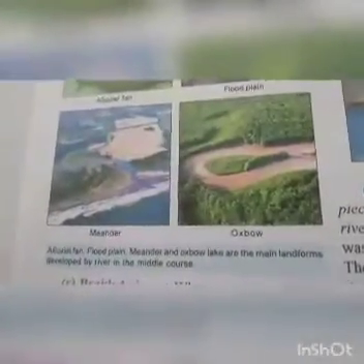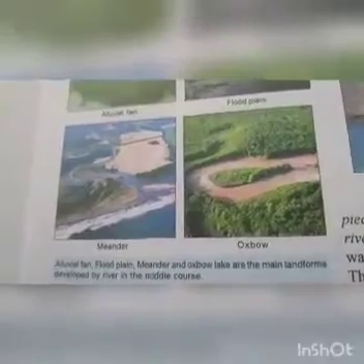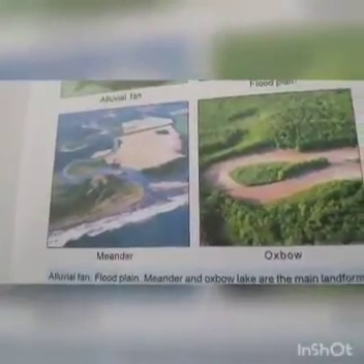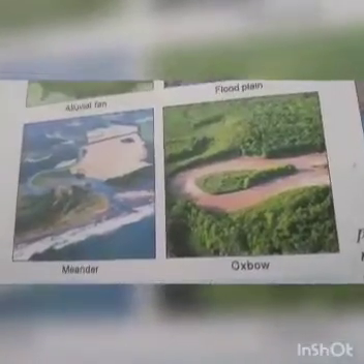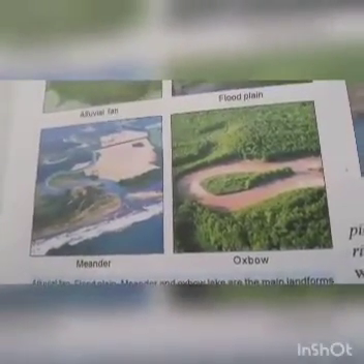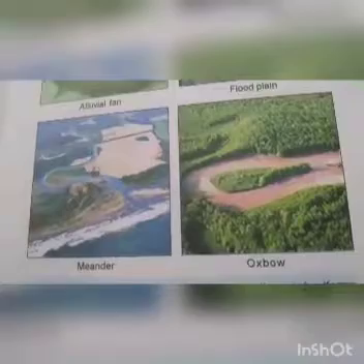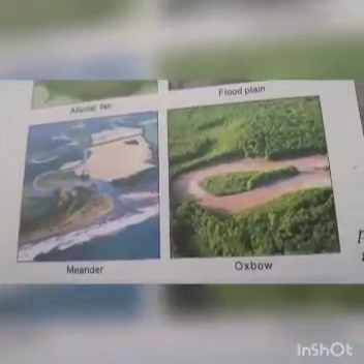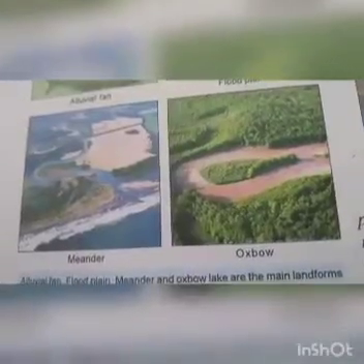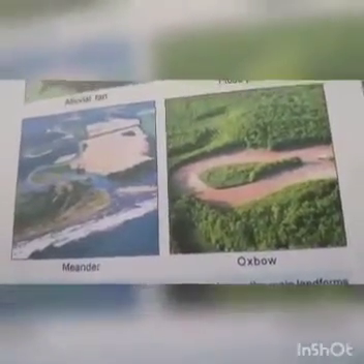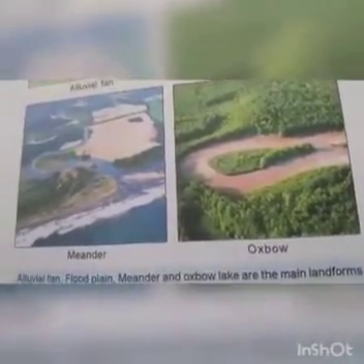Okay, let's have a look at this picture, meander. So in this middle course, the meander is formed, in which there is cutting of one side of the river and on the other side there is a deposition of sediments. So this forms a meander, right?